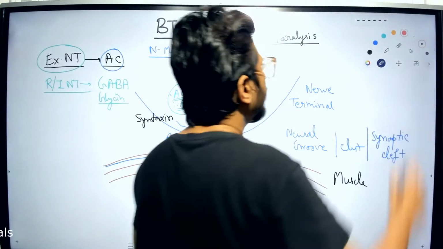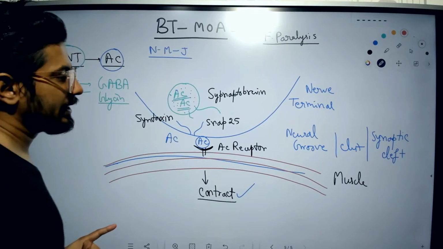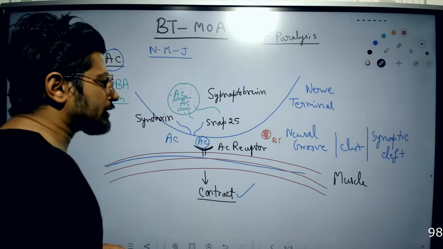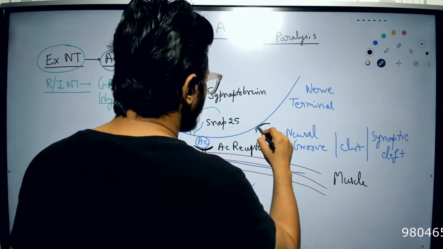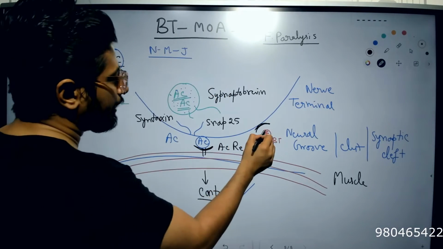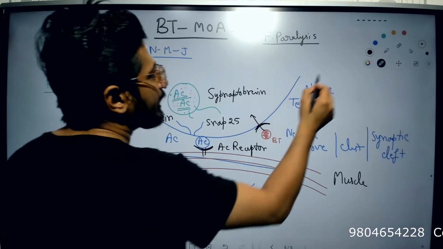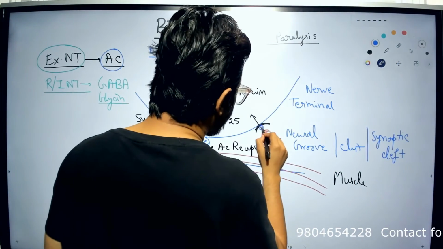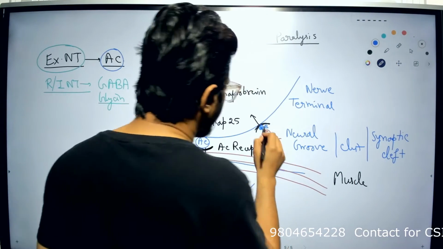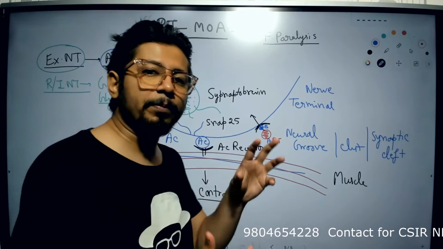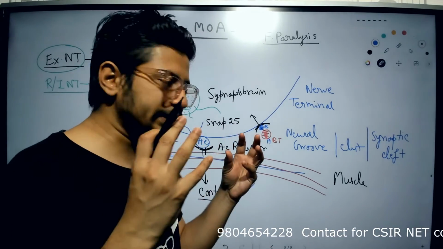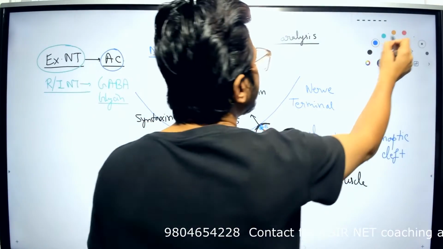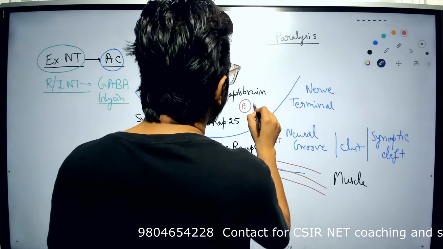Now what happens when botulinum toxin is present? Let's imagine this red one is the botulinum toxin, and the blue one is the B unit. With the help of the B subunit, the botulinum toxin binds to the receptor on the surface of the nerve terminal and gets entry, engulfed inside. Then inside, the botulinum toxin's A subunit is released.